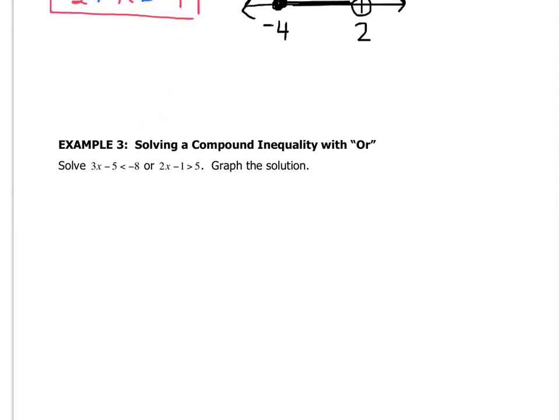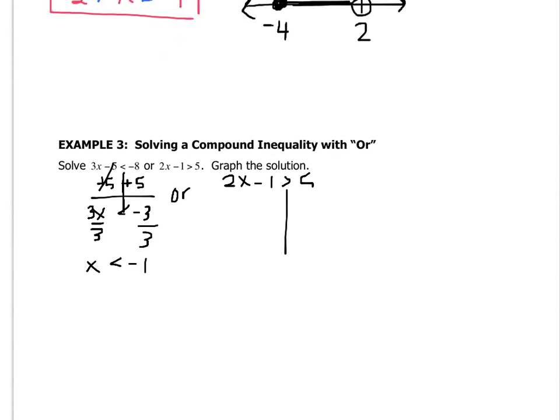So we're solving an OR statement in this question, example 3. Since you can't join ORs, you have to just solve them one at a time. So plus 5, 3x is less than negative 3. Since the 3 that's being divided on the bottom is not negative, I don't have to flip the sign. Or 2x minus 1 is greater than 5, plus 1. 2x is greater than 6. X is greater than 3.